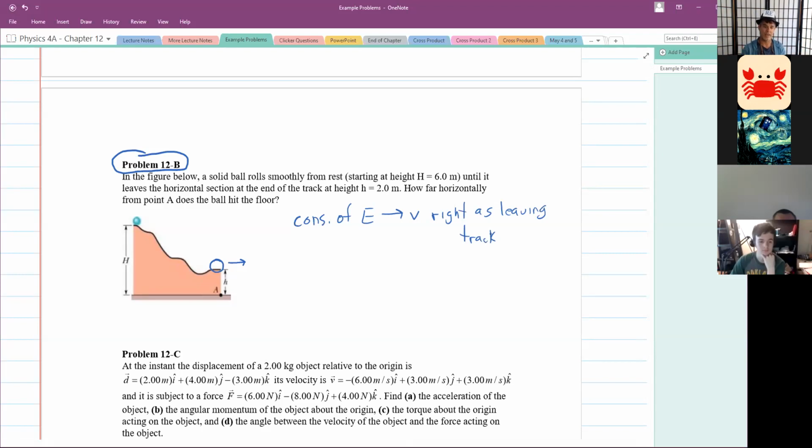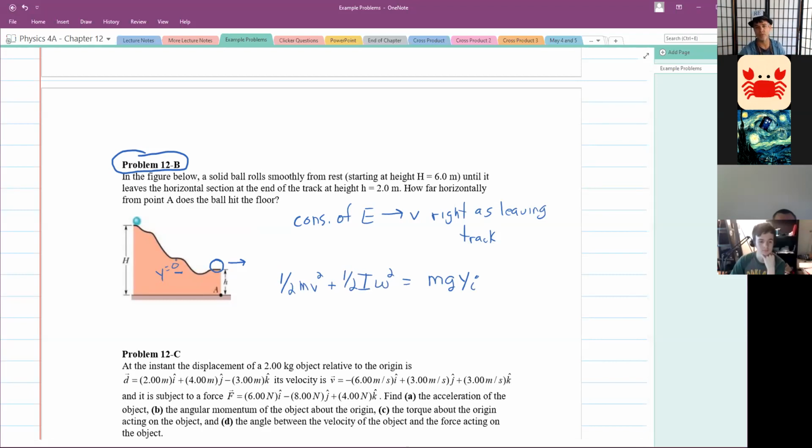So the total kinetic energy right as it's leaving is not just 1/2 mv squared. I also have to take into account the rotational piece. So what I would get is 1/2 mv squared plus 1/2 I omega squared equals mg y initial. Or I would define my y equals 0 to be the height that it's leaving at, so my initial height would be 4 meters. So again, I don't want to solve this.